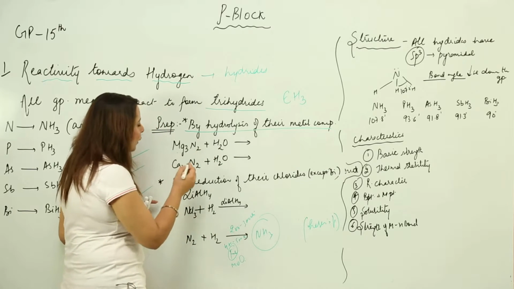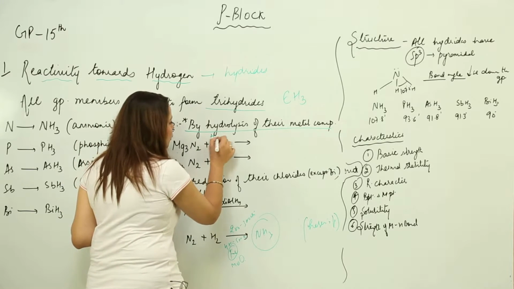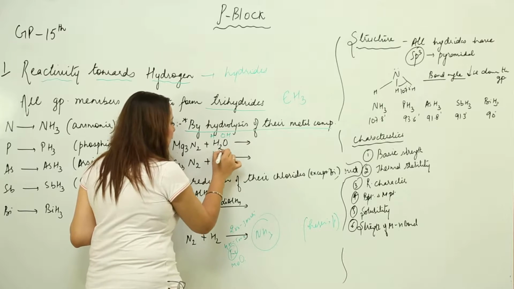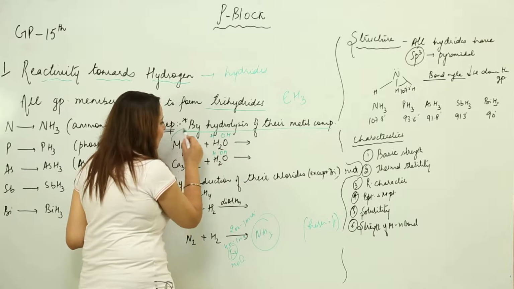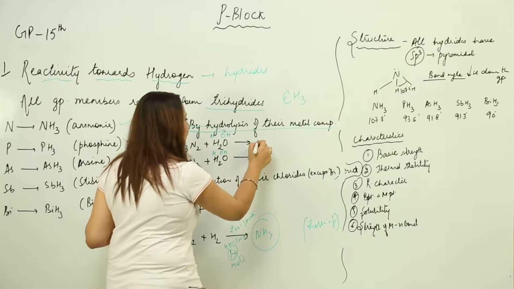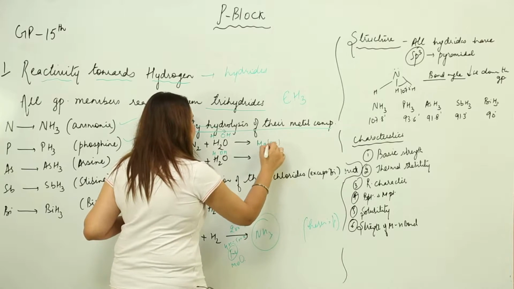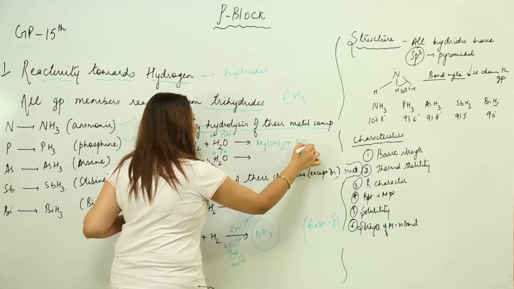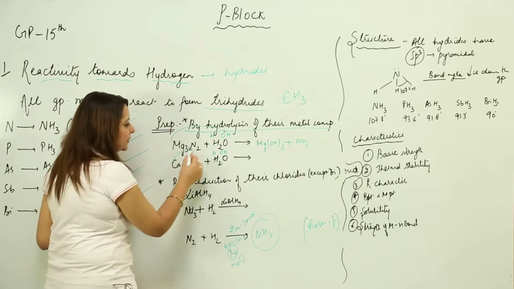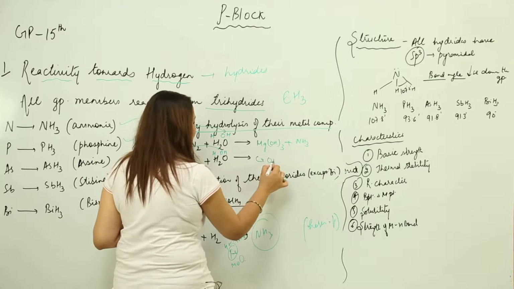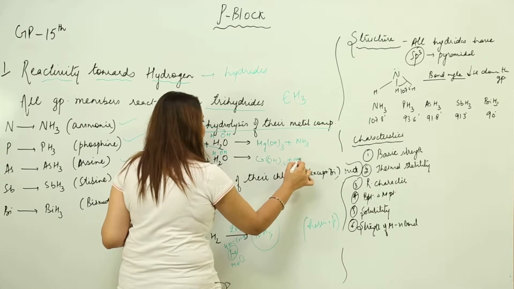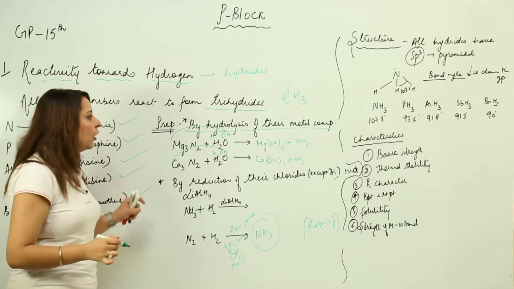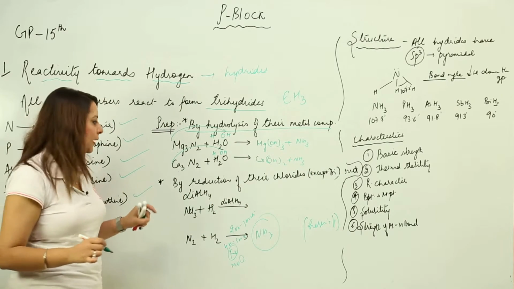So how does it lyse? We know that H and OH split this way. Metals have great affinity for forming hydroxides, so it will form magnesium hydroxide, and N and H will form ammonia. Likewise here calcium will form calcium hydroxide and N and H will combine to form ammonia. So we can form hydrides by hydrolysis of their metal compounds.